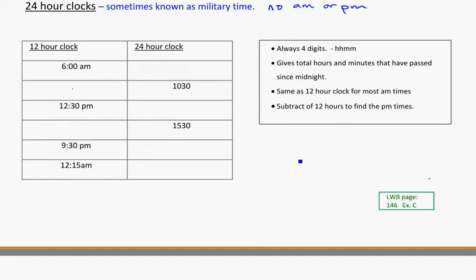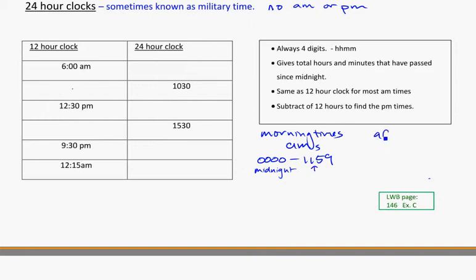So our morning times, our AMs, go from 0000 through to 11:59 in 24-hour time. So at 0000, this is midnight, and this is just before noon.